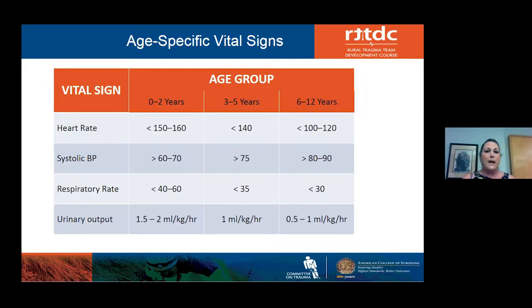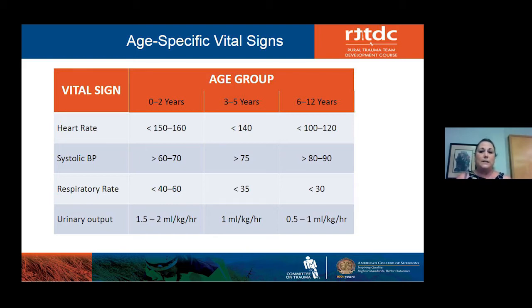When we're looking at the age-specific vital signs, it's all listed out here for you by age group. In the 0 to 2-year-old age group, the heart rate is 150 to 160. So when you have a 1.5-year-old come in and you see that they have a high heart rate, that's normal in that age group. It would be more concerning if the heart rate was extremely high or extremely low for that age group.